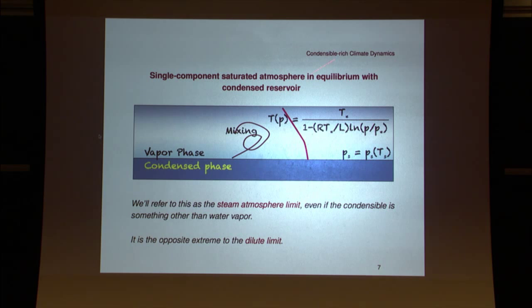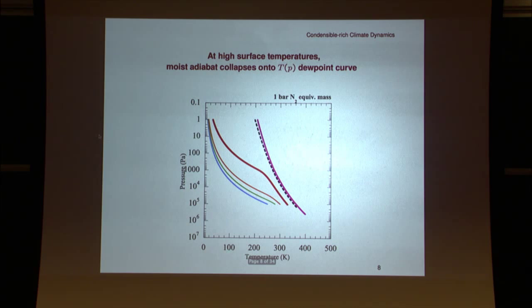You have something similar, a temperature as a function of pressure. If L is a function of temperature, as it always is, you just can't write it down analytically. But you get the same qualitative behavior, at least until you get close to the critical point where L goes to zero. So something that I'll ask you to keep in mind, because this is really the underpinning of most of the interesting differences in non-dilute dynamical behavior, is how the adiabats behave.